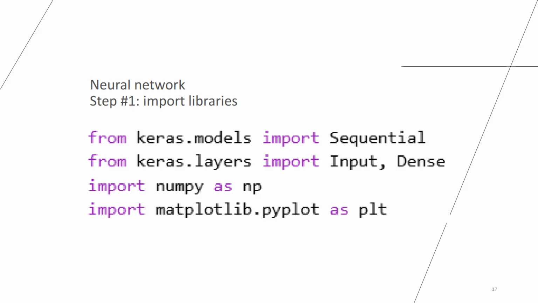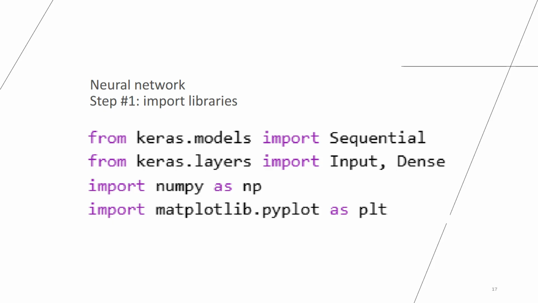Next, we import two important layer types from Keras: input and dense. The input layer defines the shape of the data that will enter the neural network. In other words, it tells the model what kind of input to expect. The dense layer represents a fully connected layer of neurons. In a dense layer, every neuron is connected to every neuron in the previous layer. These layers are the main building blocks used in feed-forward neural networks.